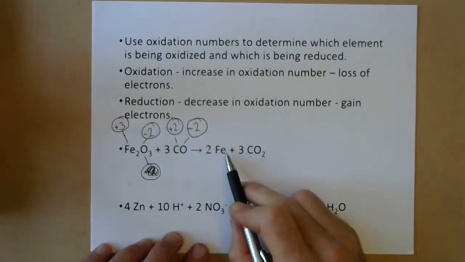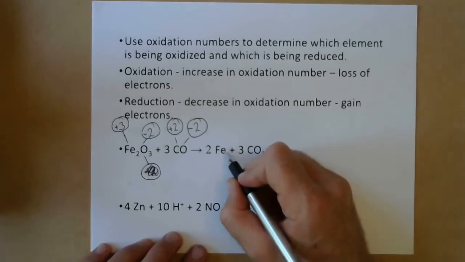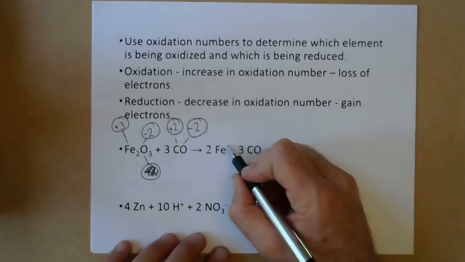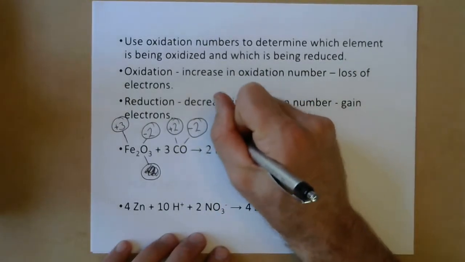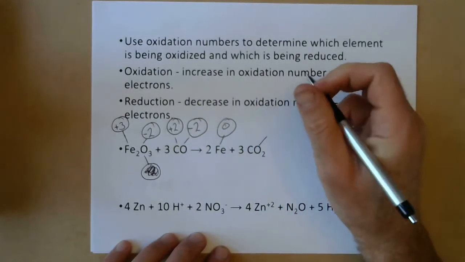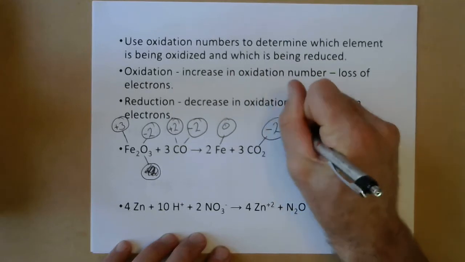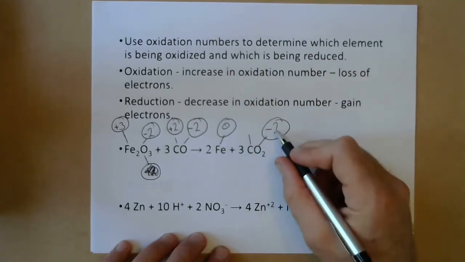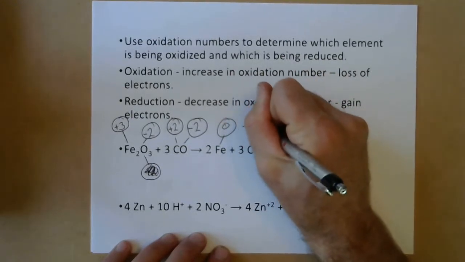Over here on the product side of the reaction, we have iron just all by itself, doesn't have anything paired up with it. It does not have a charge, so it must be 0. And then we have carbon dioxide, so the oxygen is -2. There are 2 that are -2, so the carbon must be +4.